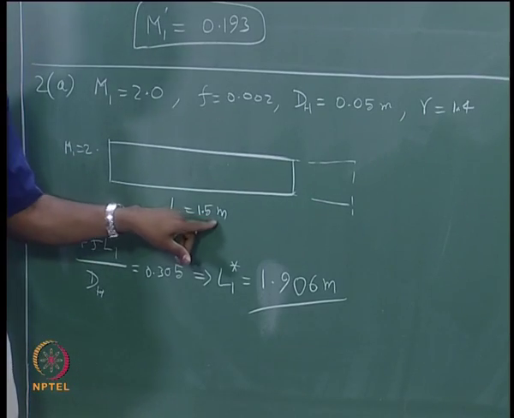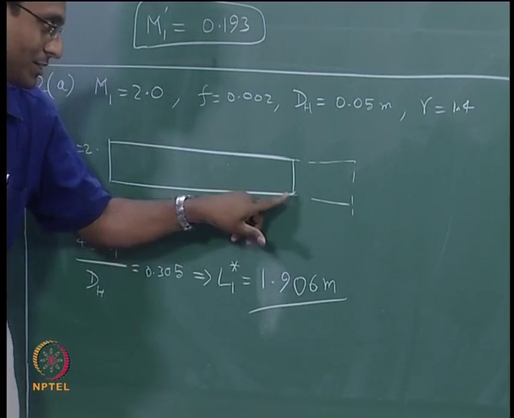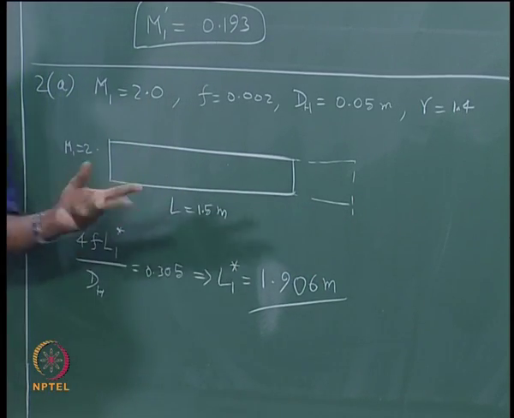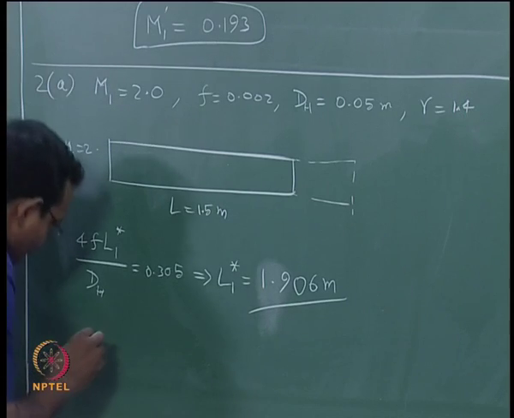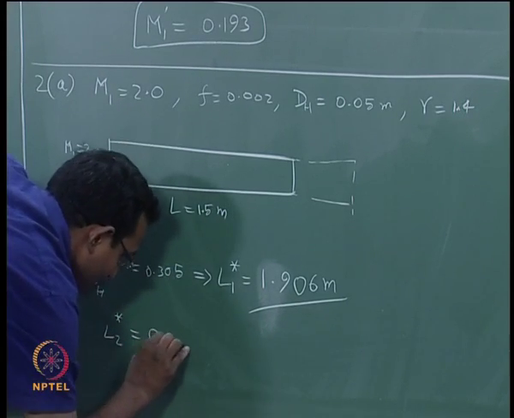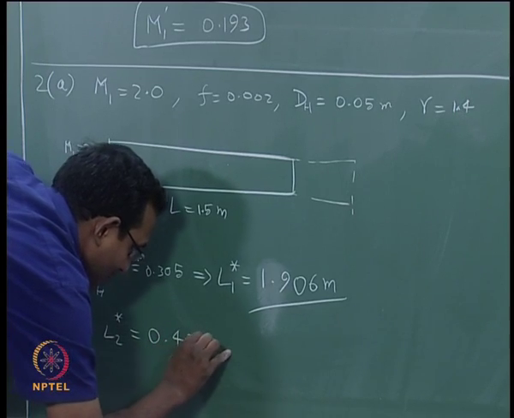Now I will just find that it has 0.406 meters from this point to L star. That is the distance it has. So I have to find L2 star, which happens to be 0.406 meters.